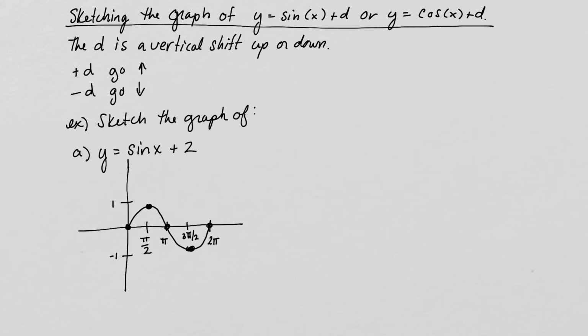And so every point is going to go up 2. So this first point here, we're going to go up 1, 2. This next point here, it's going to go up 1, 2. This point here is going to go up 1, 2. This point here is going to go up 1, 2. And this point here is going to go up 1, 2.